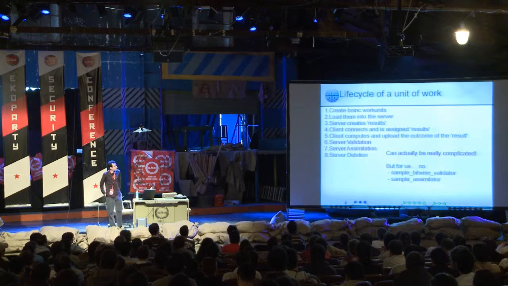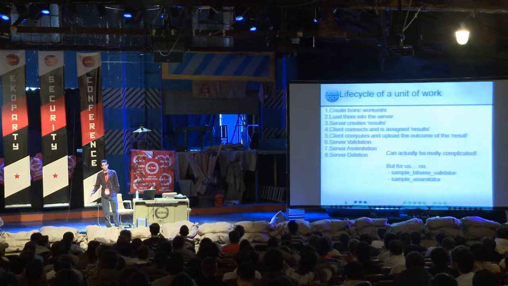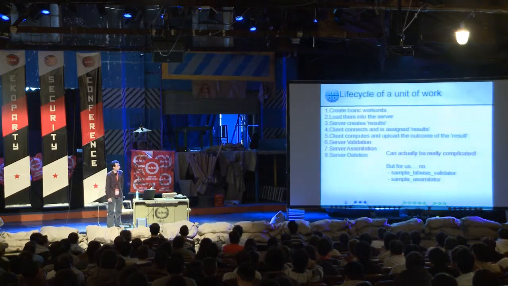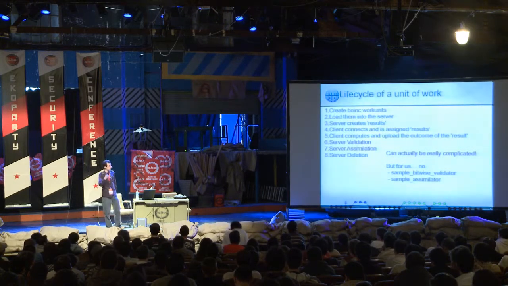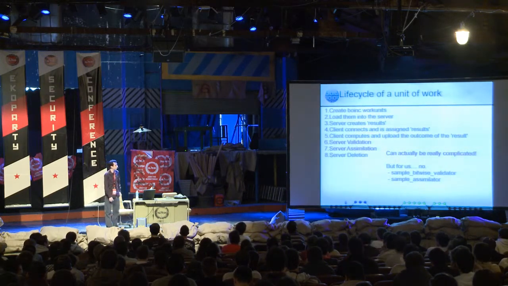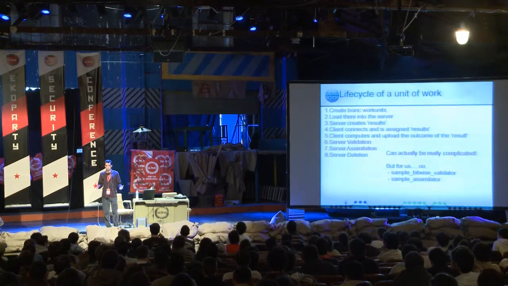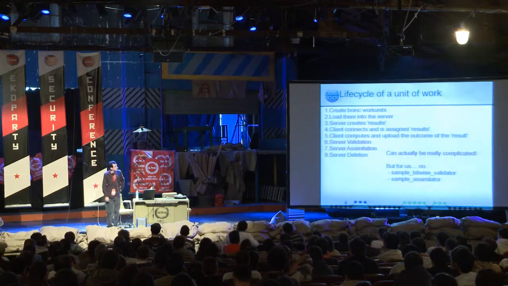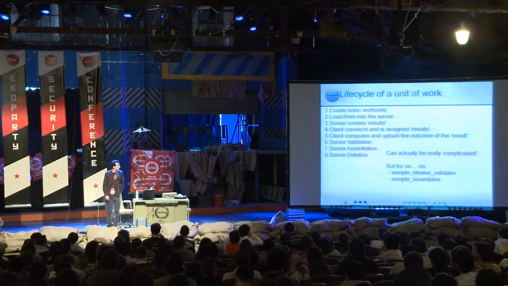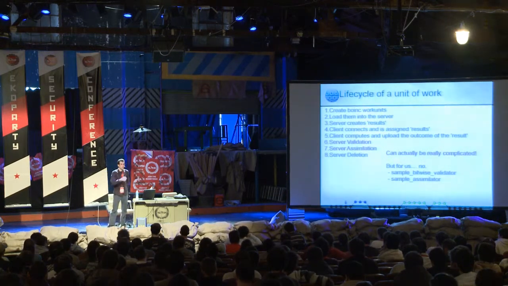We move on to validation and assimilation. These can actually be really complicated, but for us, we keep it very simple. Validation is making sure that the client sends something that's sane, that makes sense. So as long as it didn't crash and all of the output files that we're expecting are there, we're going to consider it valid. Assimilation is doing something with that answer. So the most common things to do would be to put it into a database or put it somewhere on the file system. And the sample assimilator included with BOINC just puts it into a folder. And then finally, the work unit is marked as completed.